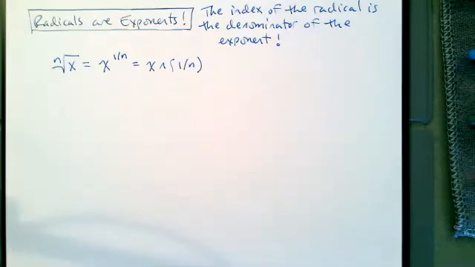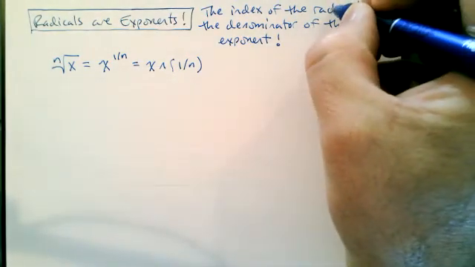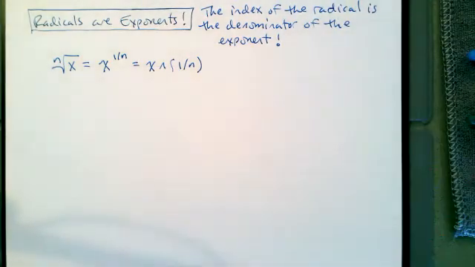Today, we want to look at radicals, and we want to remind ourselves that radicals are just exponents. The big deal is that the index of the radical is the denominator of the exponent. That's how we connect the radical notation with the exponent notation.